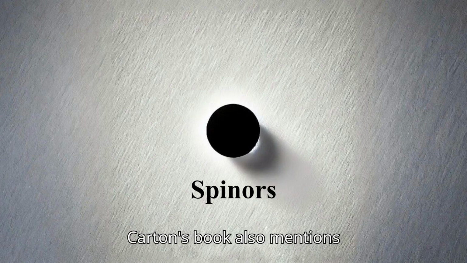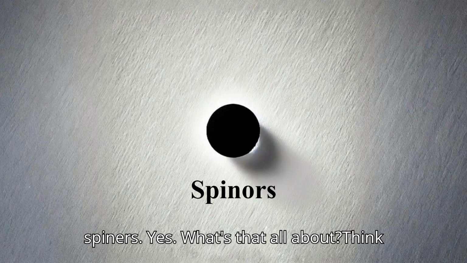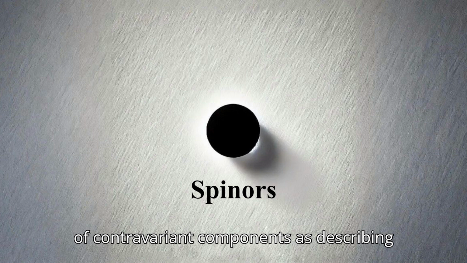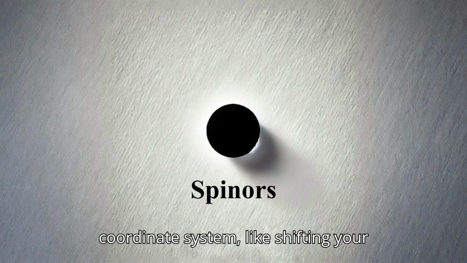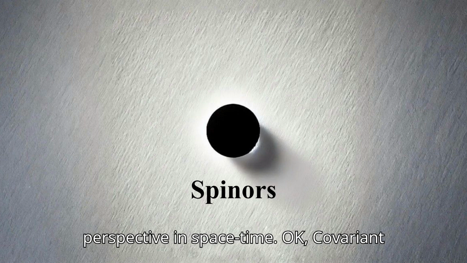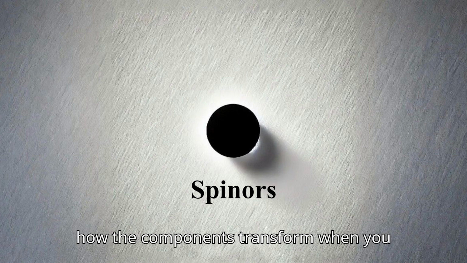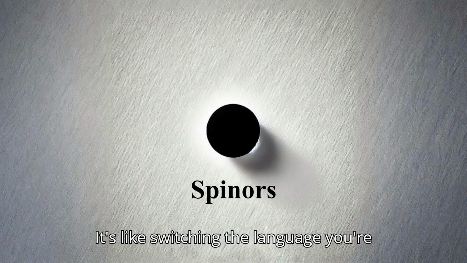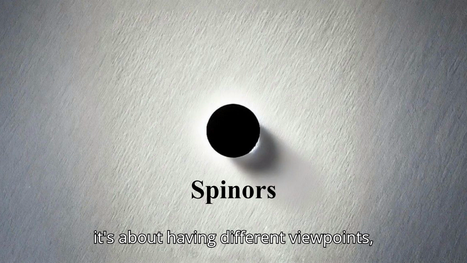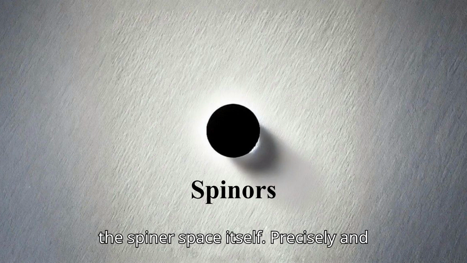That's right. Now, Cartan's book also mentions contravariant and covariant components of spinors. Yes. What's that all about? Think of contravariant components as describing how a spinor changes as you change your coordinate system, like shifting your perspective in space-time. Okay. Covariant components, on the other hand, describe how the components transform when you change the basis of your spinor space. It's like switching the language you're using to describe the same spinor. So it's about having different viewpoints, both within space-time and within the spinor space itself.